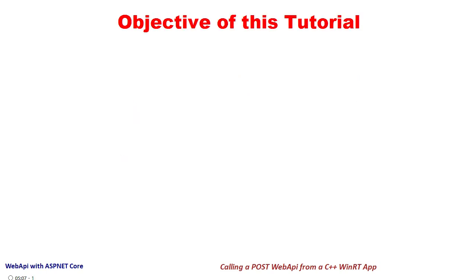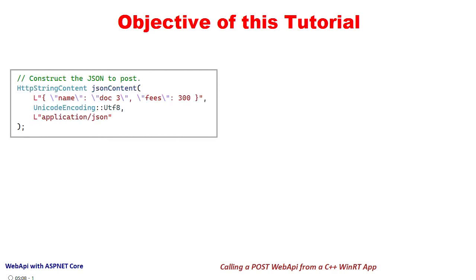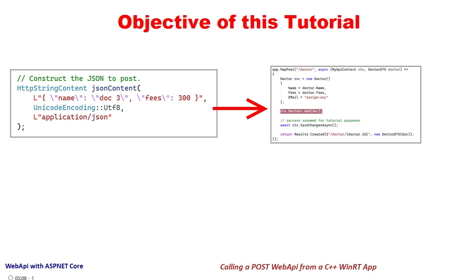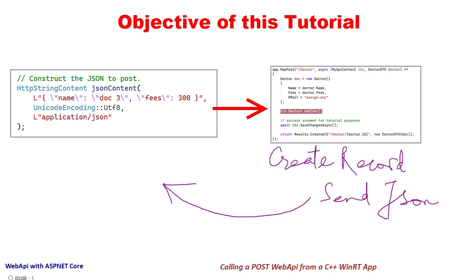Let me first explain the objective of this tutorial. The central idea of this tutorial is that we have a client-side application that will post the name and fees of a doctor. The posting will be to a POST type of Web API. And since this is a POST type of Web API, it will create a new record and send a response to our application. The response string will be decoded and shown on the console window of our C++ WinRT application.